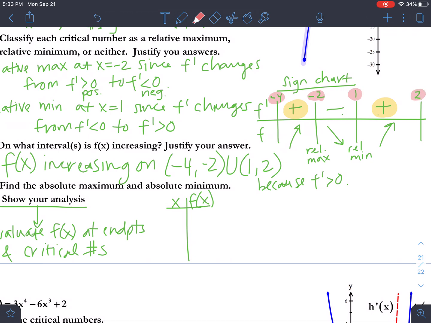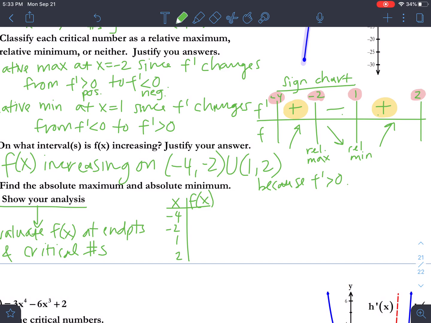So endpoints -4 and 2, and then in between we have our -2 and 1, which were our critical numbers. Those are the 4 numbers I'm analyzing, because those are the 4 possibilities for our absolute max or absolute min. Either they're a relative extrema or they're an endpoint.